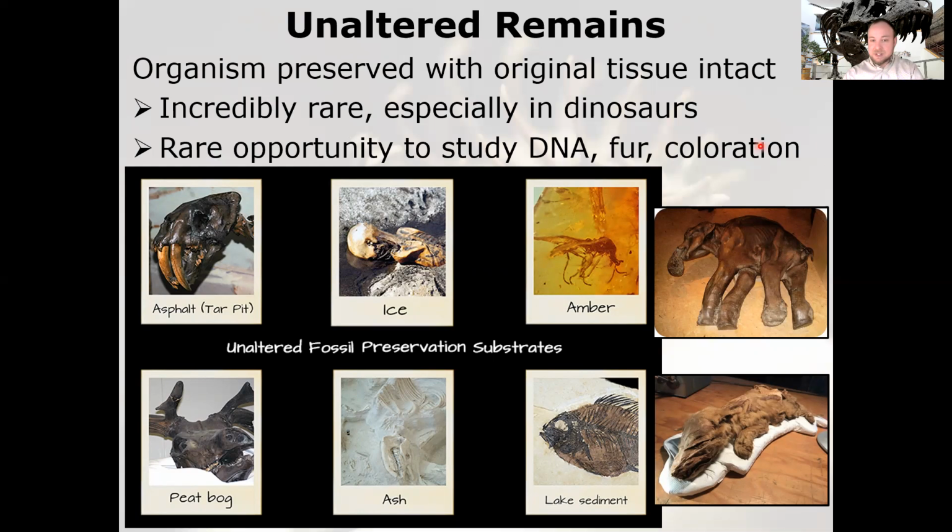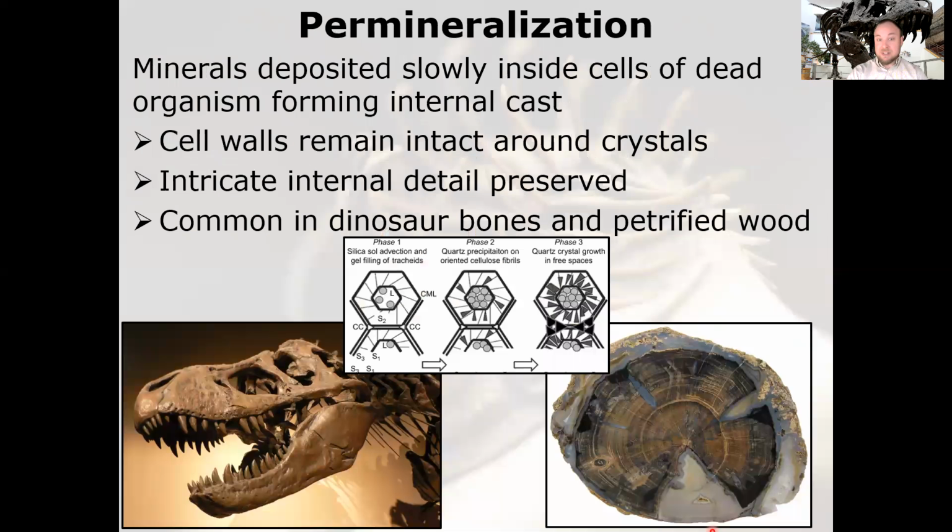These are some examples from the permafrost, a little baby mammoth here, and a dire wolf pup that are basically mummified. These are unaltered remains. You can even examine the stomach contents in some cases. We don't get this lucky with dinosaurs. Dinosaurs are generally preserved with permineralization.